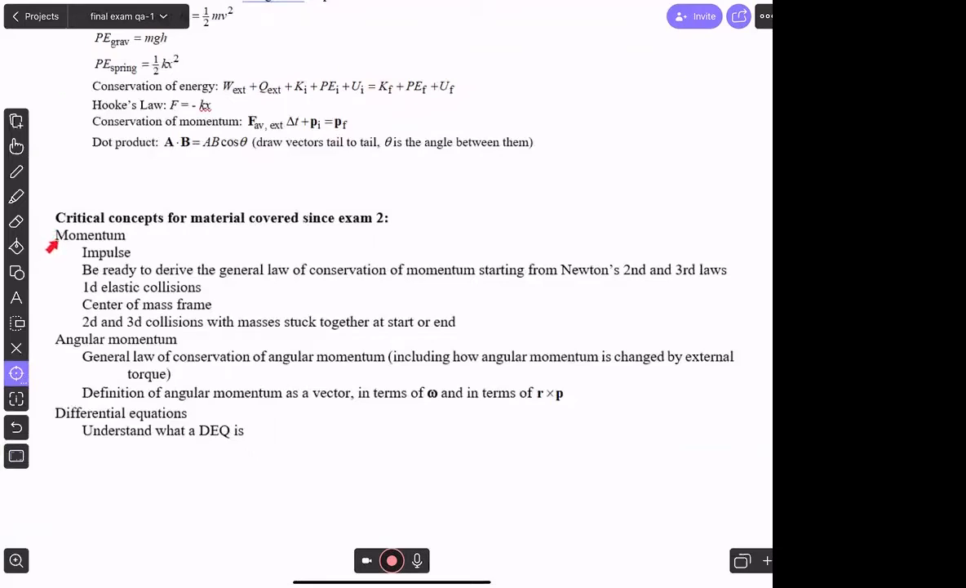Momentum, impulse. Yeah, go ahead. Can you talk about impulse? I'm still a little confused.